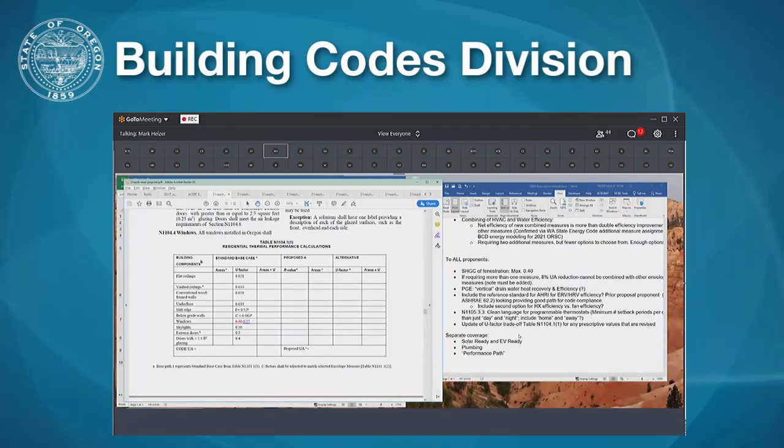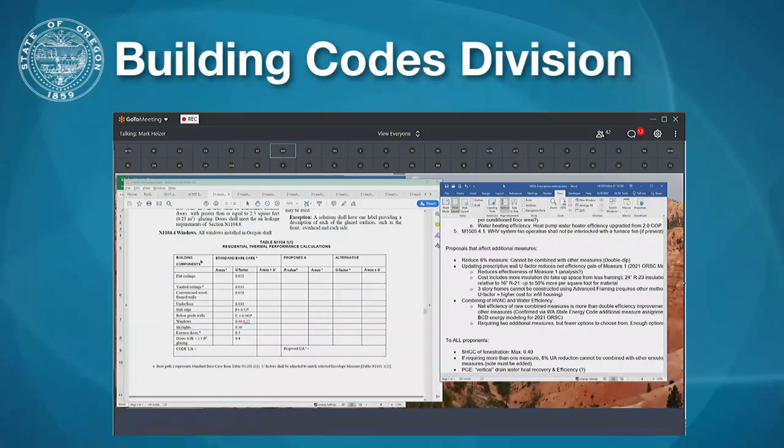On the bottom of this list, and I apologize if it's not overly clear, I'm on a big screen here, we're going to look at solar ready and EV ready under a separate piece, so that we can have this in the REACH code, but with specific language that we'll go into more detail on at a later date after we go through some of these other pieces, and also looking at plumbing and the performance path a little later.